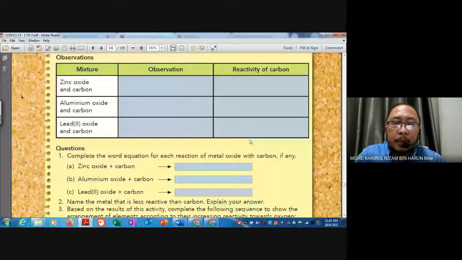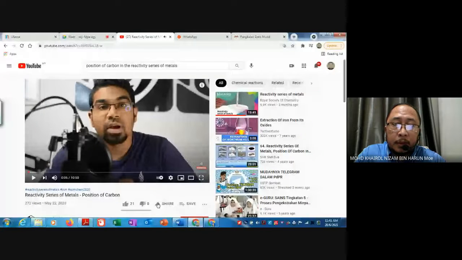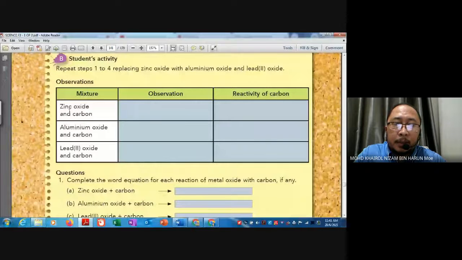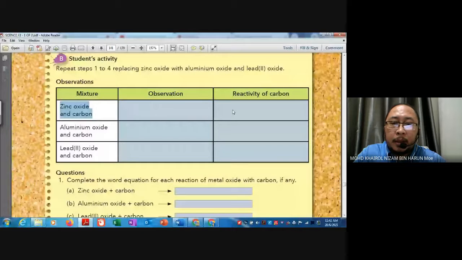From this experiment, this video will be looking at the position of carbon in the reactivity series of metals. From the first activity, zinc oxide and carbon, we can see that the reaction occurs, which means that carbon is more reactive than zinc. So we can write here: carbon is more reactive than zinc.